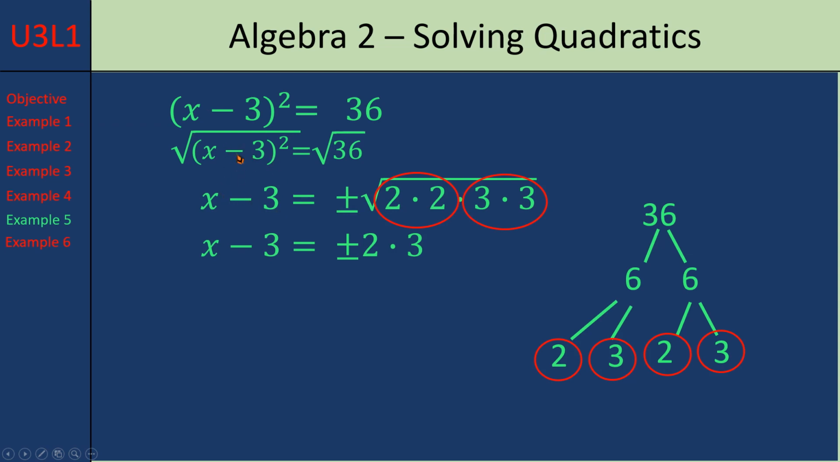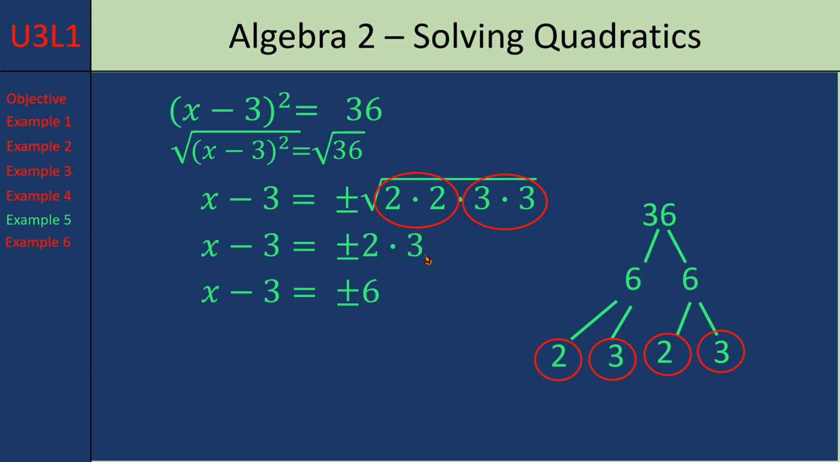Oh, by the way, this side you square rooted, you have the thing inside left, which is x minus 3. Not just x like before, but now it's x minus 3 because x minus 3 is the whole thing getting squared. So I have 2 times 3. So x minus 3 is equal to positive and negative 6. And I have to add 3 to both sides.